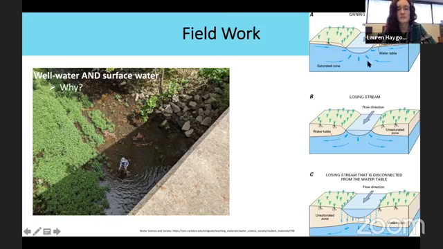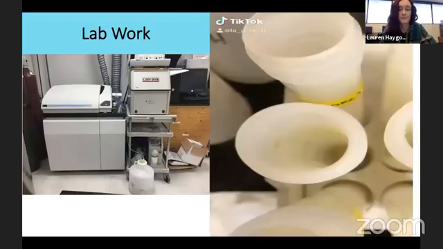So if we're in a gaining stream situation, the groundwater has more metals, and that's obviously going to increase metal content in our freshwater system. And just like if we have a losing stream, the metals are going to sort of seep down in the groundwater. So we collect well water and surface water so that we can look at these interactions and figure out, well, maybe metals are coming from the groundwater versus more so being in the surface water and things like that.